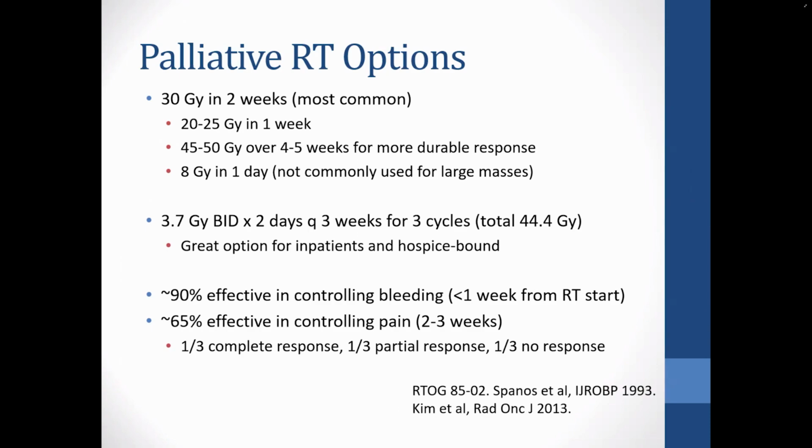Radiation is about 90% effective in controlling bleeding, and the bleeding typically stops within 1 week from the start of radiation. Radiation is about 65% effective in controlling pain within 2 or 3 weeks of the treatment. One third of patients have a complete response to pain, one third of patients have a partial response, and then one third of patients have no response.